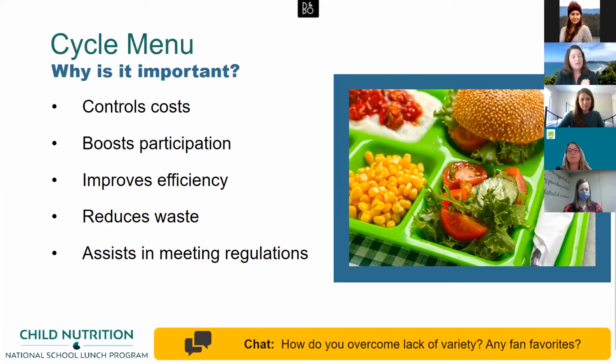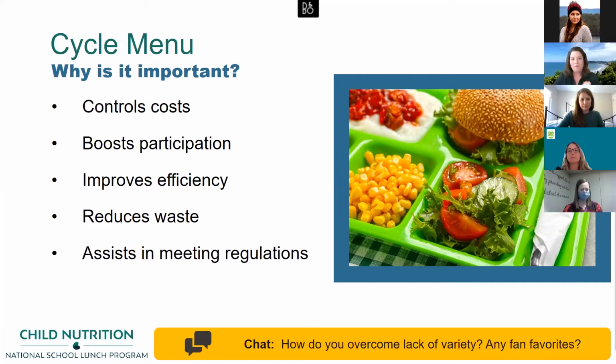It also allows them to be able to substitute more efficiently if they had to. So in other words, if we know that legumes are served typically on Tuesday, would there be another time to serve them later on in the week if we had an out on a delivery? So all of those things help in assisting with meeting those regulations.